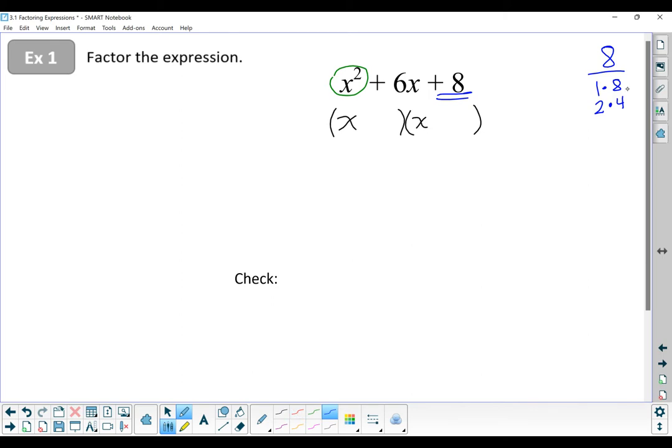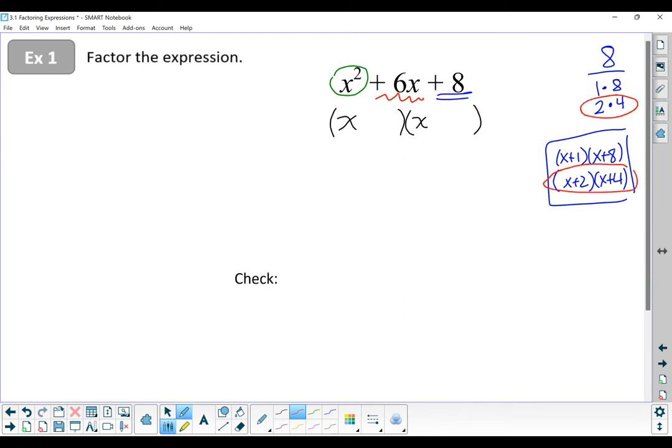Well, I know it's got to be one of these two combinations. Either I have an x plus 1 and an x plus 8, or I have an x plus 2 and an x plus 4. And if it helps you, you can write out those combos instead of reasoning through it and filling it in later. You could write out the two combos and kind of test them out. In this case, our middle term is a 6x. So this combo with the 2 and the 4, that's the combo that we want to use. x plus 2 and x plus 4.